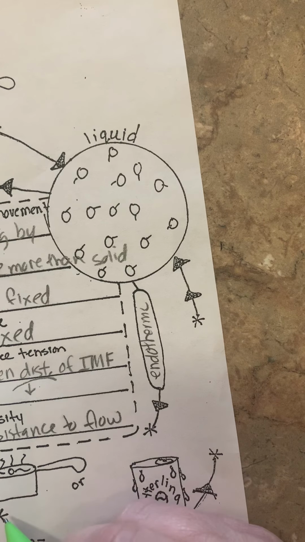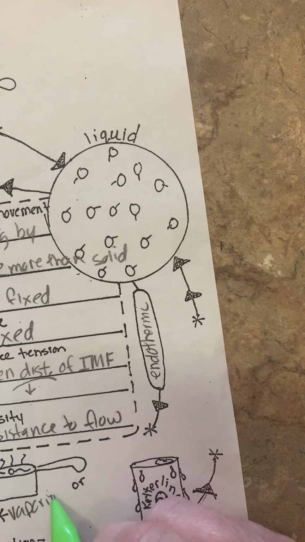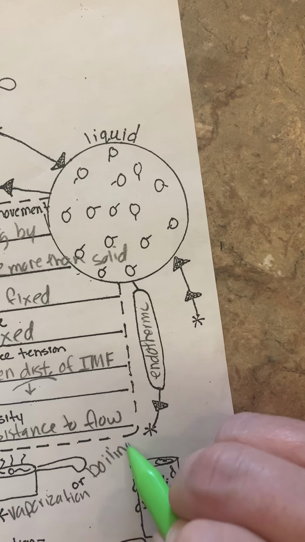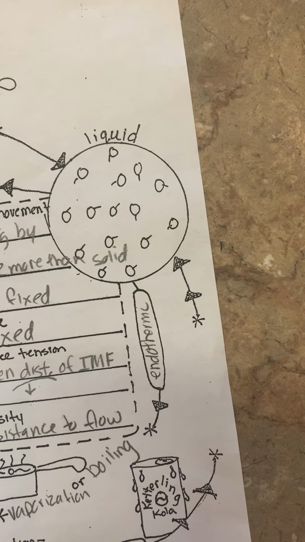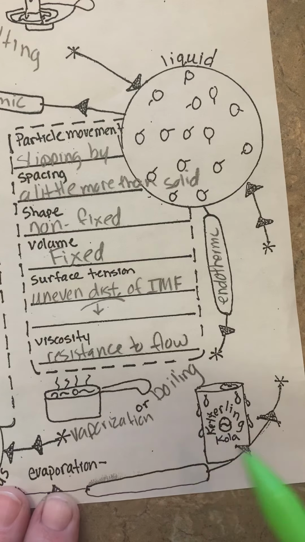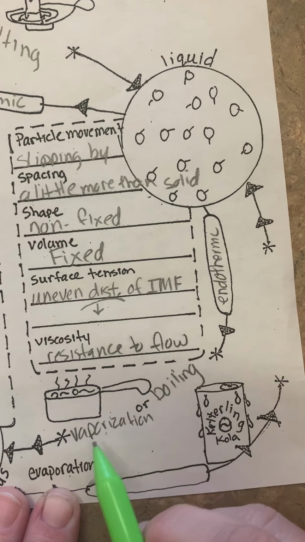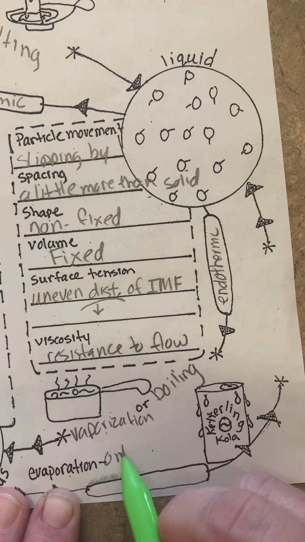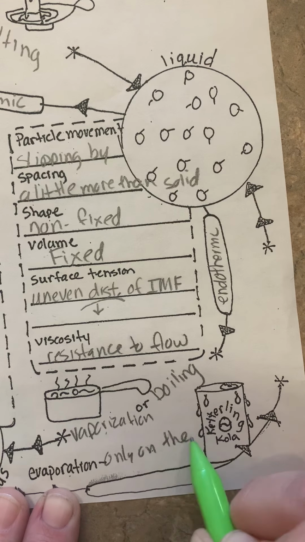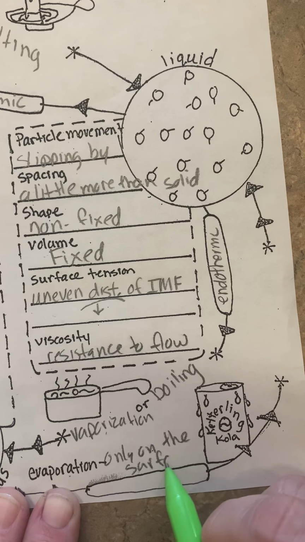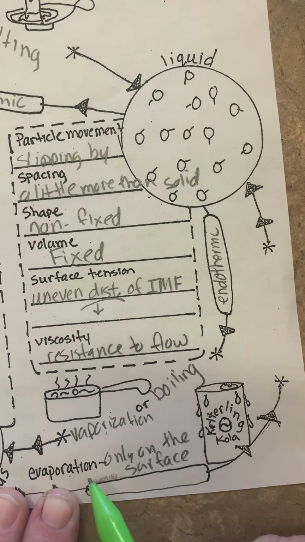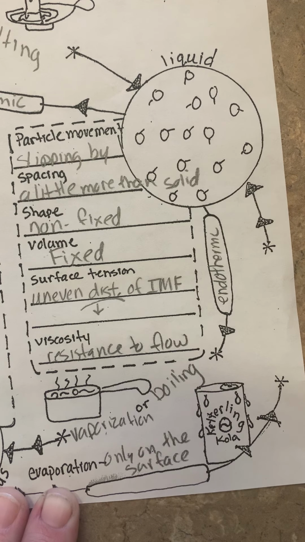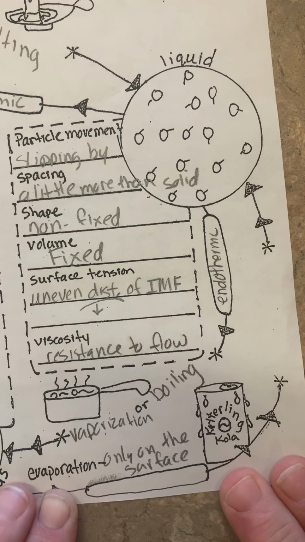There's two names for this. It's called vaporization or boiling. Some people also call it evaporation, but evaporation is very specific. It's basically going from a liquid to a gas only on the surface. It's much slower than vaporization or boiling because it only happens on the surface. Whereas with boiling, you see it happens throughout the whole liquid. You can see the bubbles coming up from all throughout it.